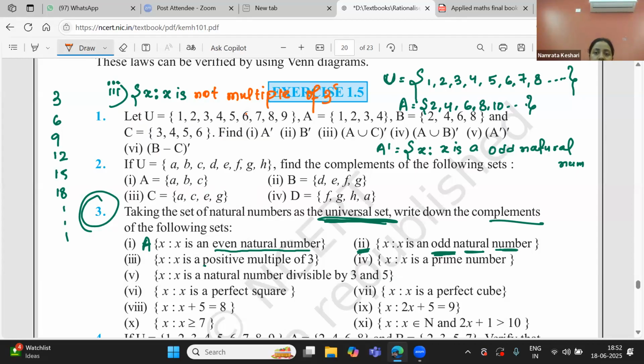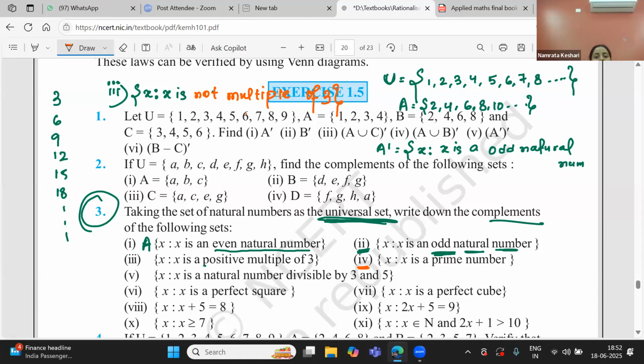Yes, ma'am. From the set of natural numbers, we are thinking how to write the remaining numbers. 3, 6, 9, 12, 15 we are getting, but all those remaining numbers, that is 1, 2, 4, 5, 8, how to write those numbers? We are not getting any proper pattern over there. So we say the complement will be not a multiple of 3. We are just excluding the multiples of 3. That's the complement of the given set.